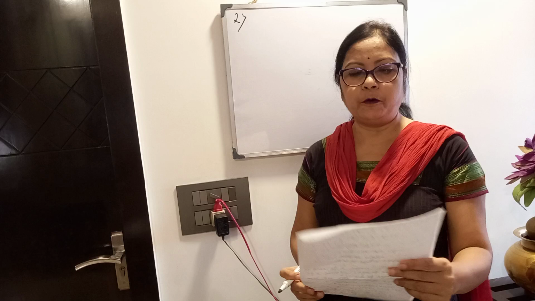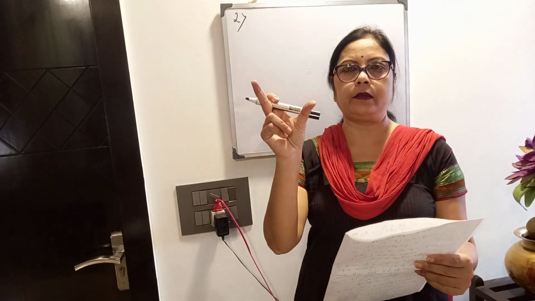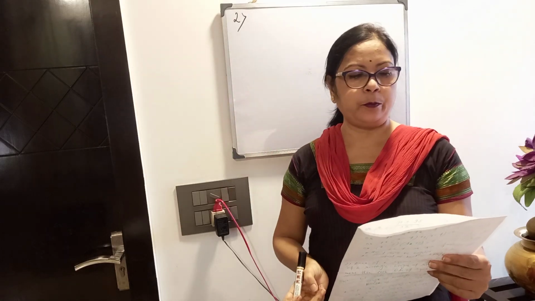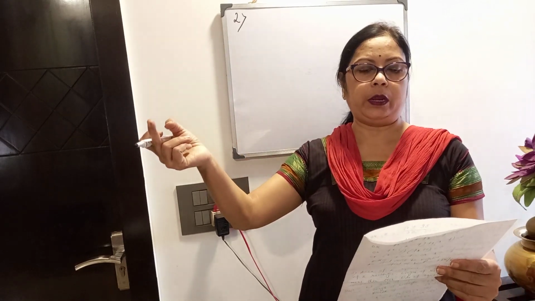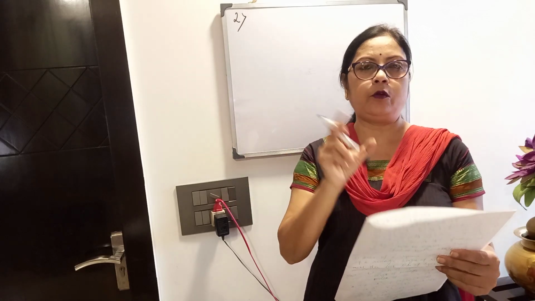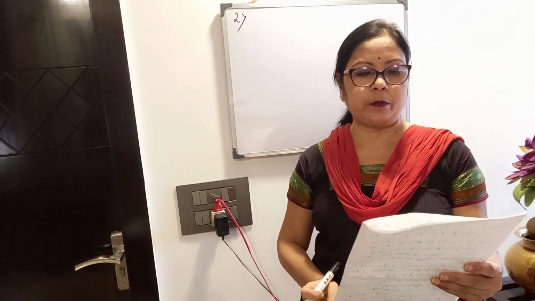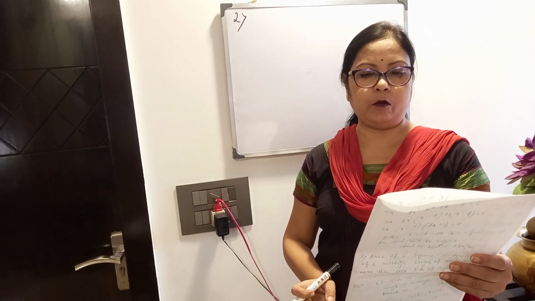A man goes to a place at a distance of 8 km, total distance 8 km, and returns to the same place by boat in 4 hours 16 minutes. So the man goes to a place at a distance of 8 km and returns to the same place by boat in a total time of 4 hours 16 minutes. If the speed of stream is 1 km per hour, then find the speed of boat in still water.